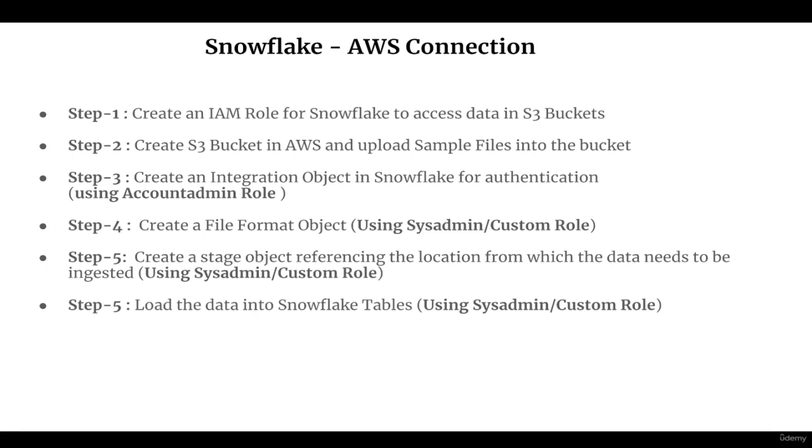Okay. Next up, you have to create an S3 bucket in AWS and upload the sample files into the bucket. You can fetch the sample files from the Google Drive link or from my GitHub repo for this course. And in the third step, we have to create an integration object for Snowflake and AWS authentication. So let's get started with the IAM role.